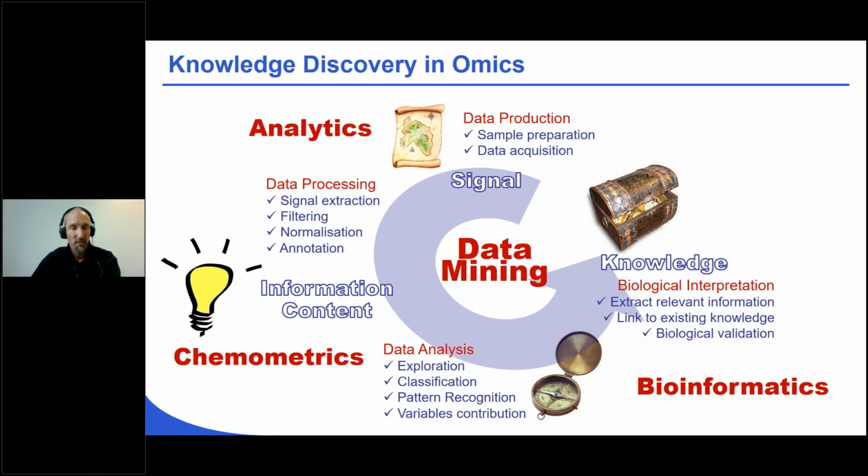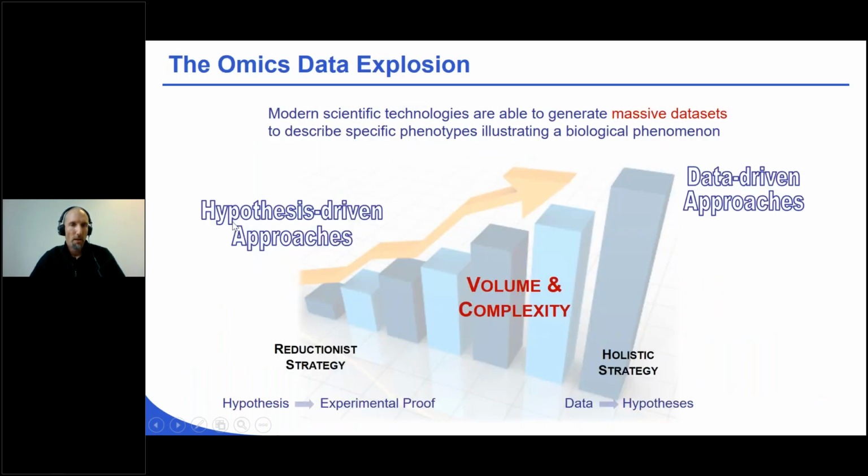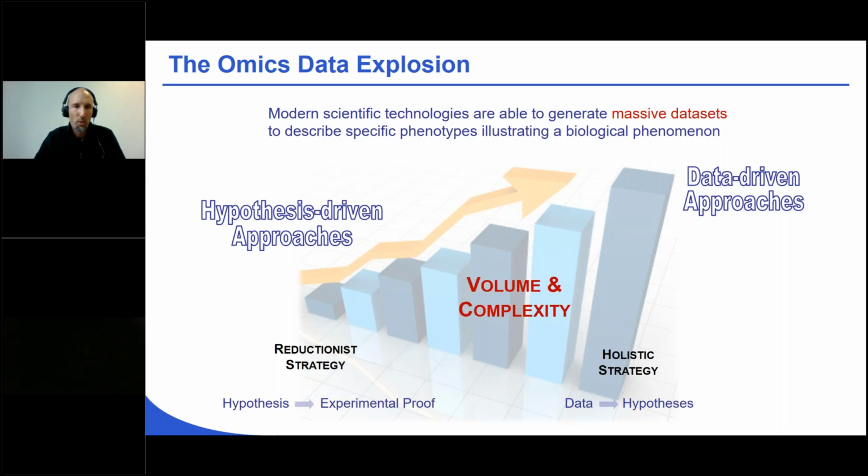Actually, as you can see, all of these steps are important. But I think chemometrics is really at the heart of the knowledge discovery process. So why do we need specific tools to analyze our data? Actually, this is related to the structure of the data we are now able to acquire with our analytical devices, because this ability to generate a large amount of data changed a bit the way we can ask biological questions.